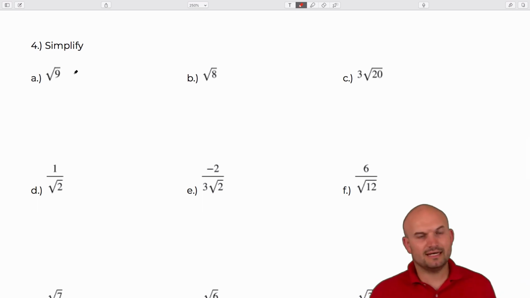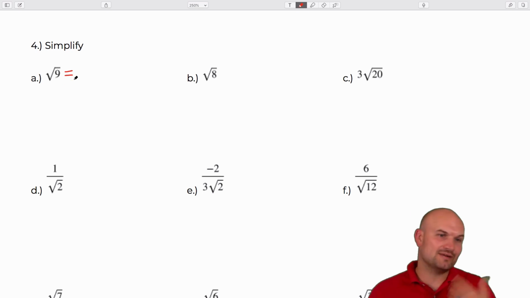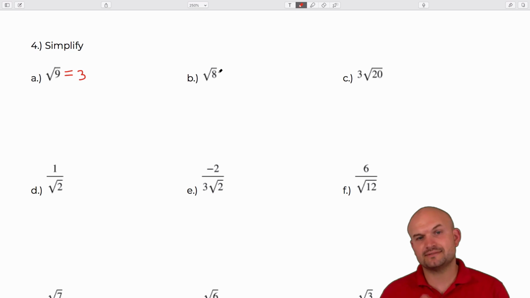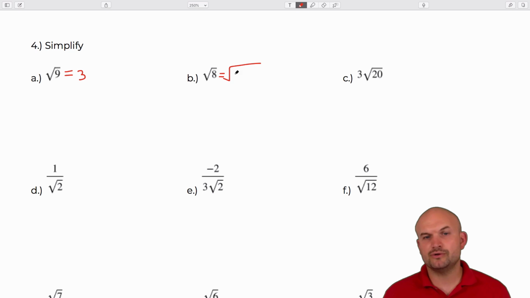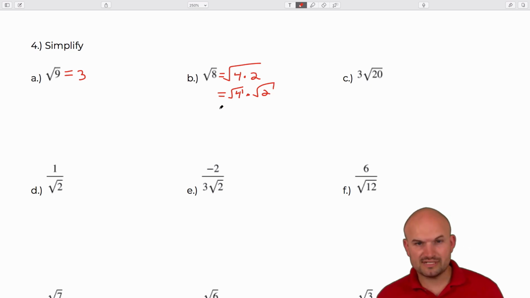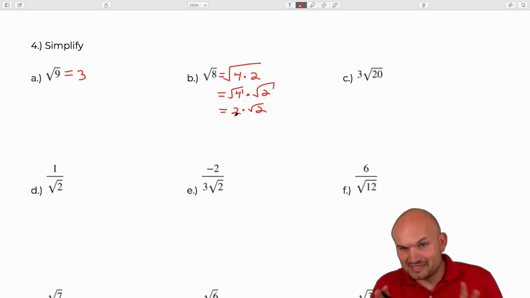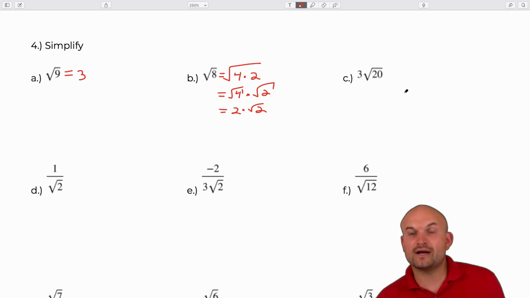So, just to review, the square root of 9: what number multiplied by itself gives us 9? That answer is 3. When we have a number that is not a square number, we want to see if we can break it down into a product of a square number times another number. In this case, 8 is 4 times 2. Therefore, using the rules of radicals, I can break this up into the square root of 4 times the square root of 2. Now I can take the square root of 4 separately, which is 2, times the square root of 2. Hopefully this is something you're not going to need to do every single time or this slowly, but you can see where we're coming from.